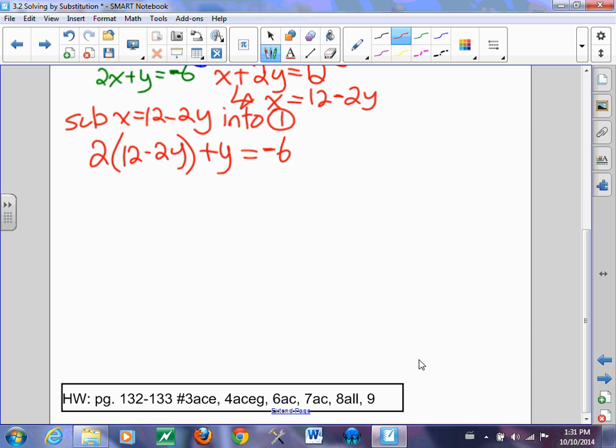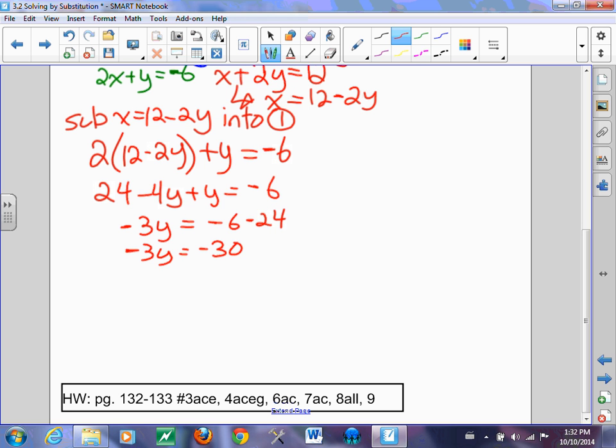Now, distributive law gives you 24 minus 4y plus y equals negative 6. Okay, collect our y's here, folks. That's going to be negative 3y equals negative 6. Take the plus 24, bring it over, becomes minus 24. So you have negative 3y equals negative 30. To get y by itself, you divide both by negative 3. So y equals 10.